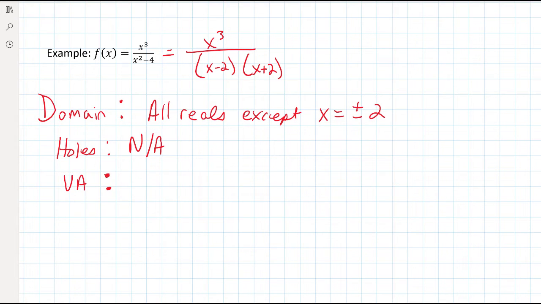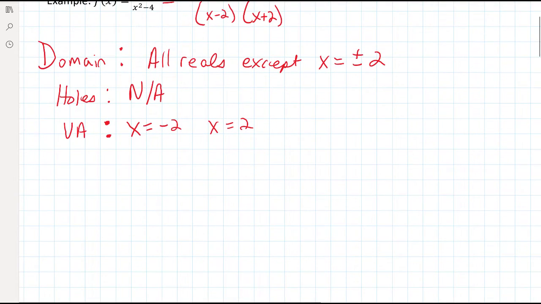Because we have two exceptions, and both a hole and a VA have to come from the exceptions, these are not part of your graphs or your domains. If none of them are holes, then by default I have two VAs, and they have to be x equals both positive and negative 2. A little key if you're doing your homework: when they ask for the equation of the vertical asymptote, make sure you write x equals negative 2, x equals positive 2. If you put just the numbers, you will get it marked wrong.